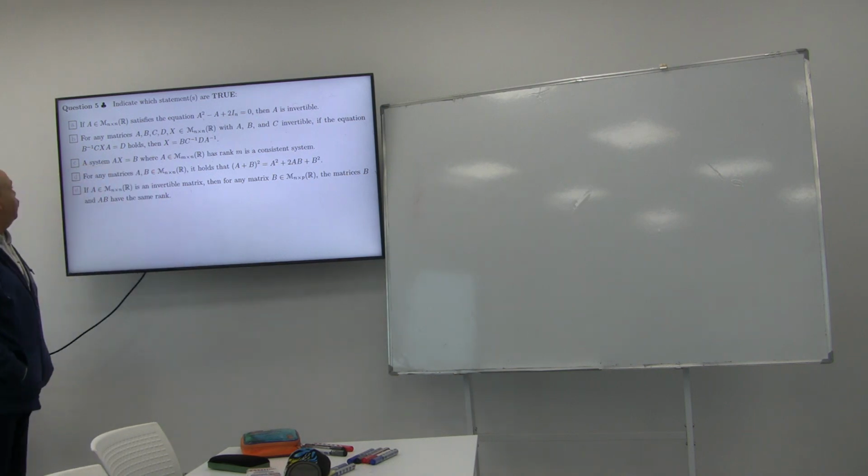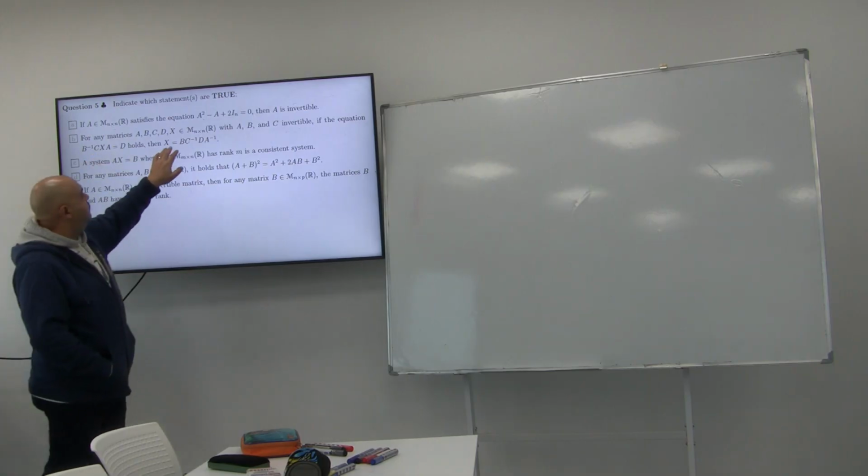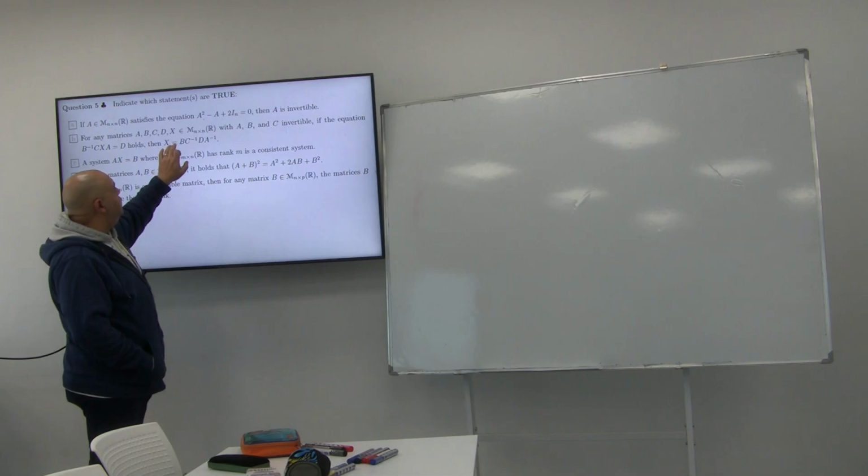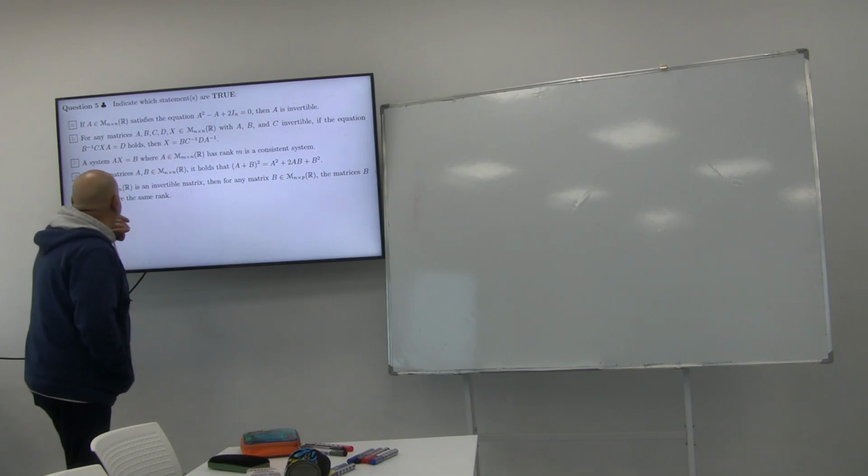The second: for any matrices A, B, C, D, and X with A, B, and C invertible, if an equation is given, then prove that X equals B C inverse. Okay, this also will need extra steps. I can't answer it like this.